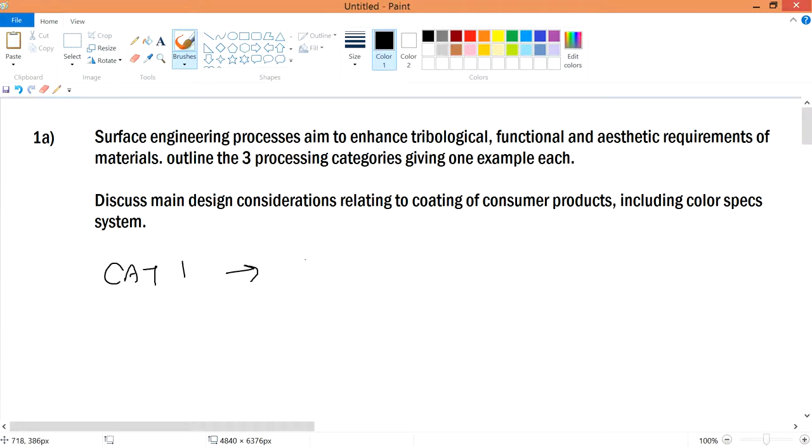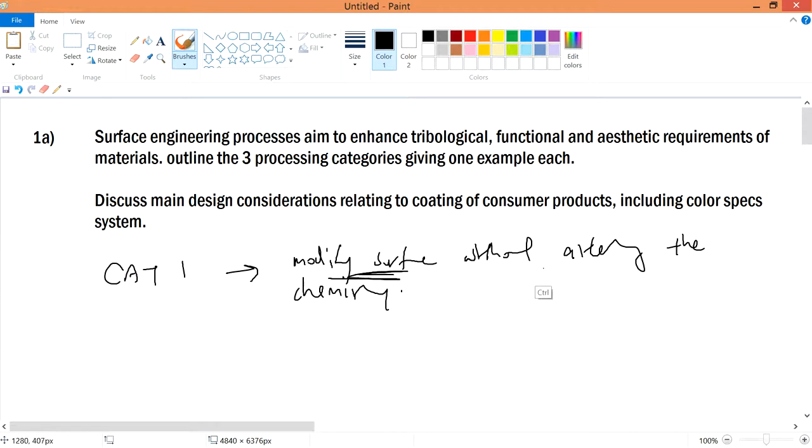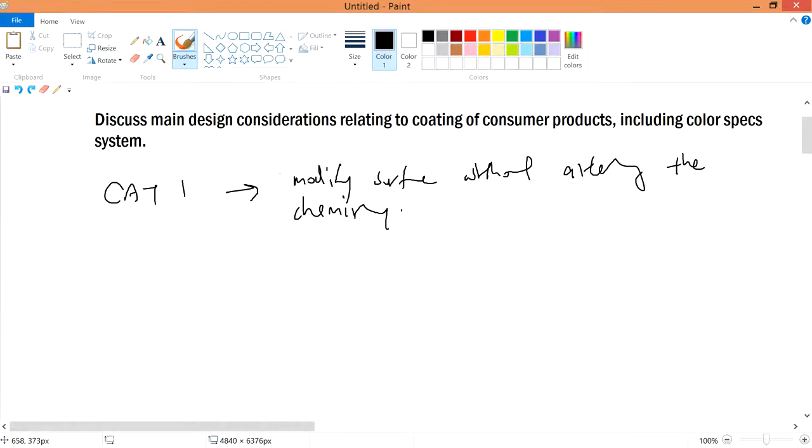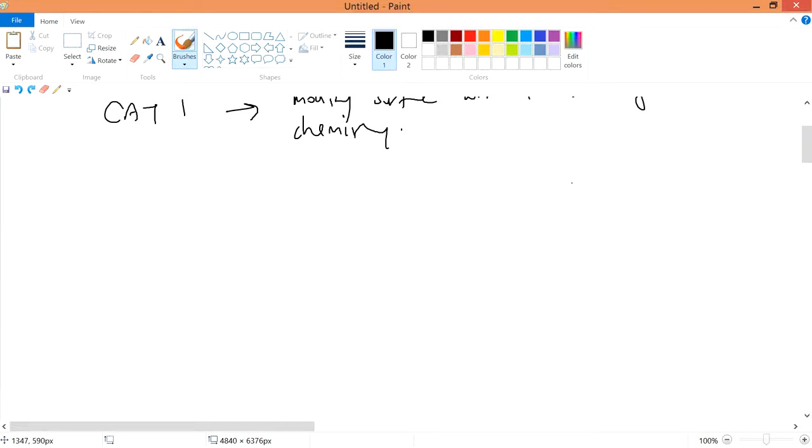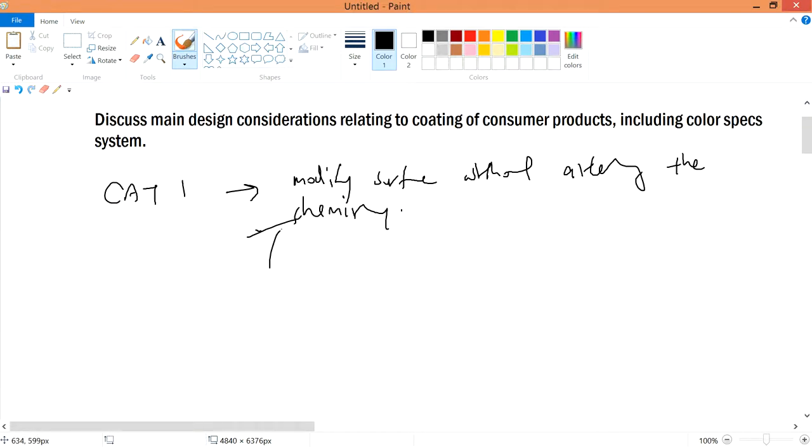As stated, they modify the surface without altering the chemistry. So in other words, it's more on changing the phase. But I don't think the lecturer got it right. Let's evaluate the example, because they want us to give one example each. So the example itself is a transformation hardening process. Maybe I should type that.